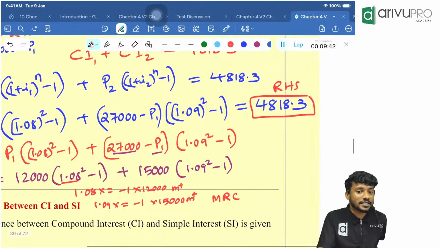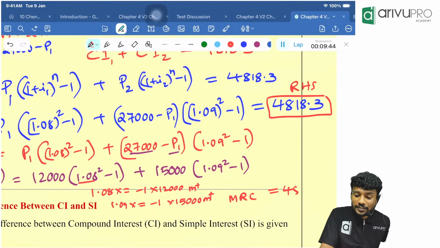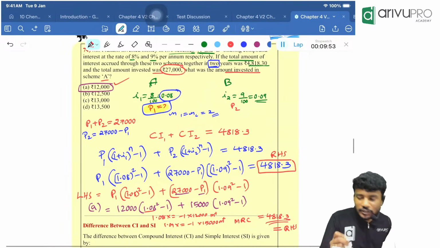MRC. How much did you get? 4818.3, which is equal to our RHS. So LHS is equal to RHS with which option?